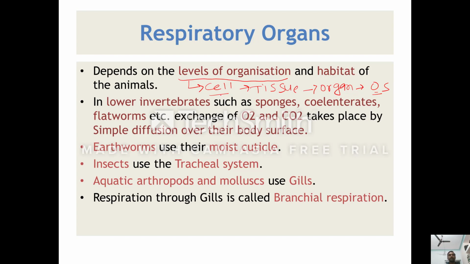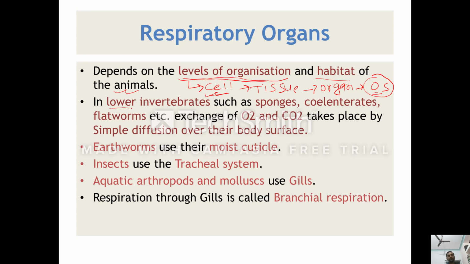So there are different levels of organization. The primitive one is the cellular level, and the advanced one is called organ system. According to the level of organization in different animals and their habitat, their respiratory organs will also differ.